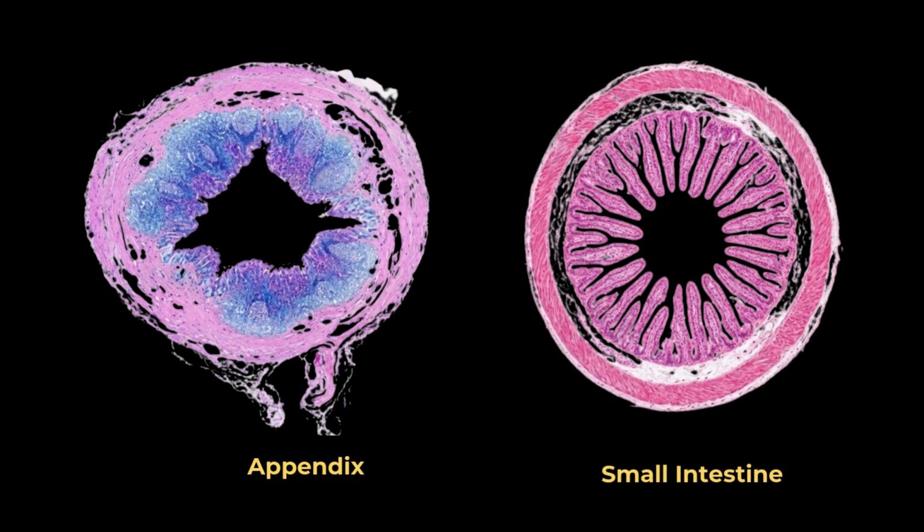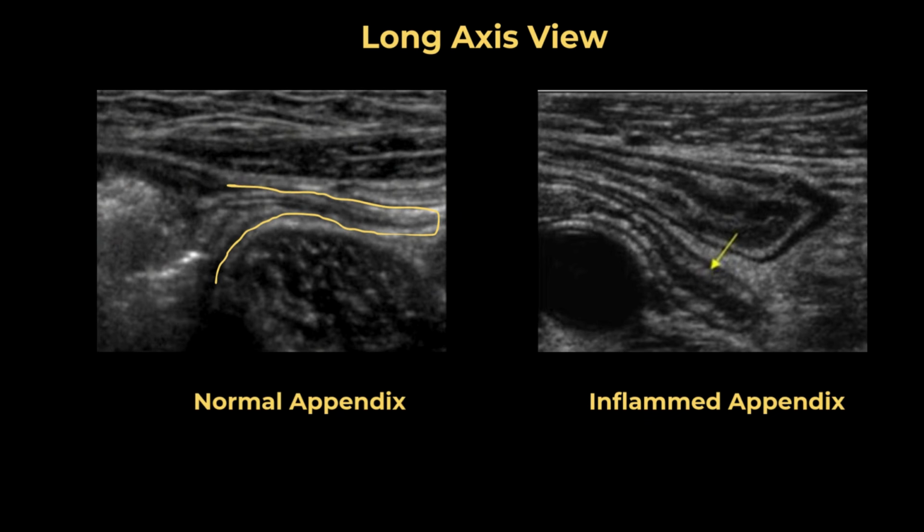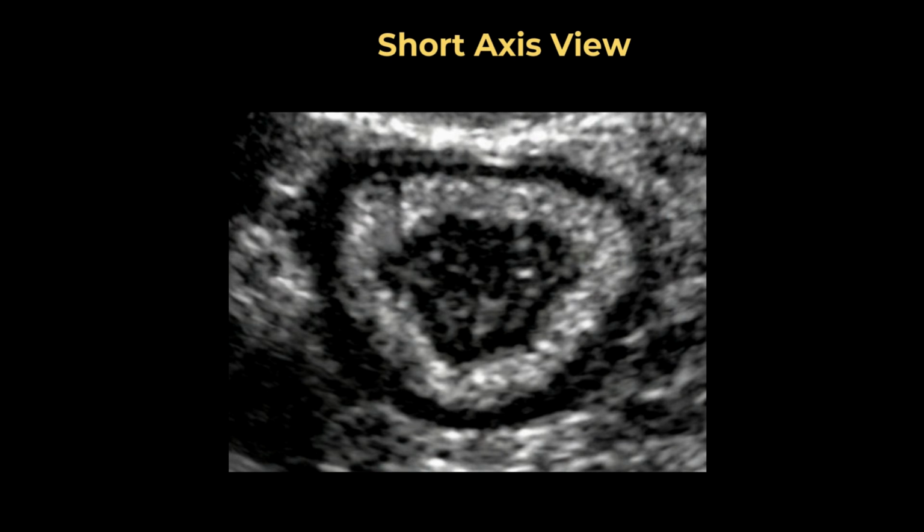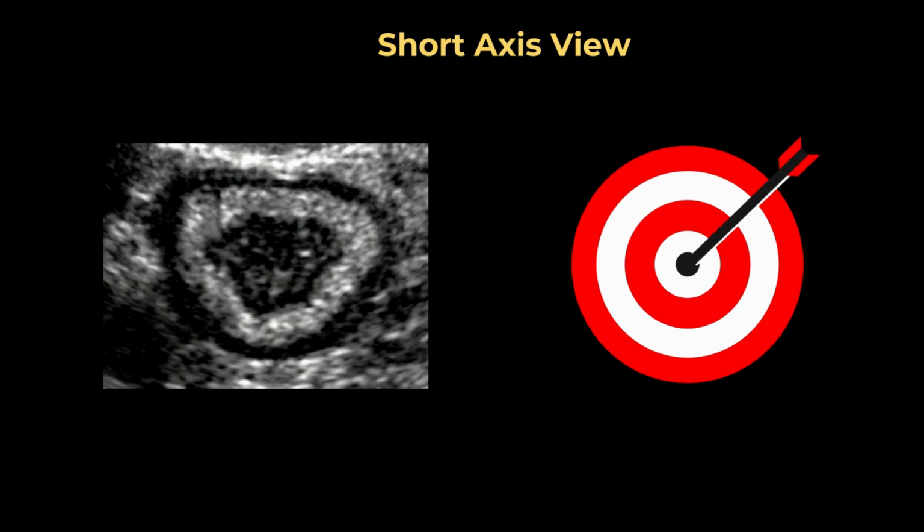As the appendix becomes obstructed and inflamed, the wall layers become more obvious. You will see alternating bright and dark rings. The submucosa usually stays bright and may become slightly thickened. The muscularis layer becomes thick and dark due to swelling. This creates the classic bullseye or target sign on the transverse view.